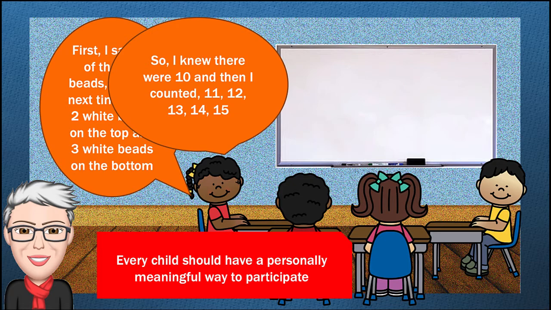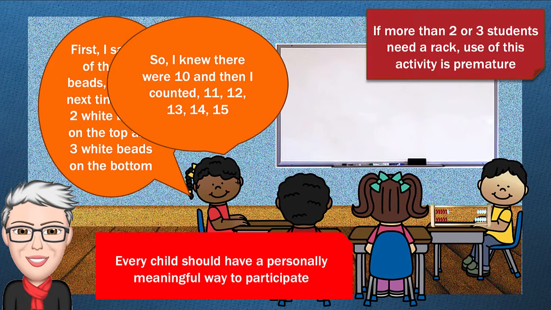However, in almost every class, there will be 1 or 2 students that still require the physical material to participate meaningfully. Therefore, we recommend that the teacher ensure that those students that need to have a rack have one to use. What will happen is that as the teacher repeatedly flashes the image on the screen, the children that have a rack to use will make their rack look like the image flashed and then use it to reason with. If more than 2 or 3 students require a rack, use of this activity is premature.